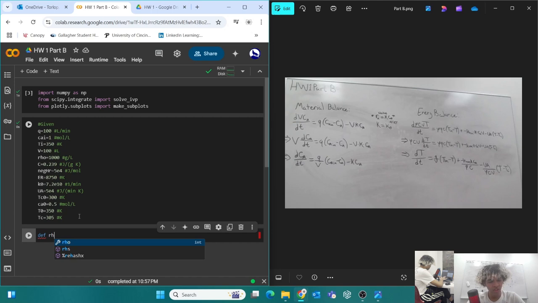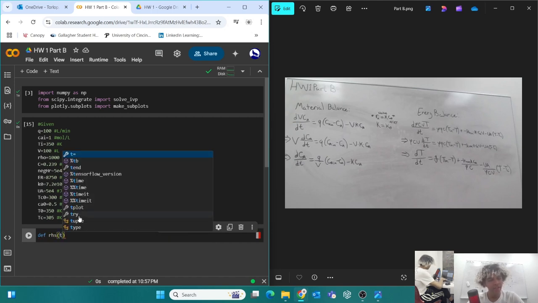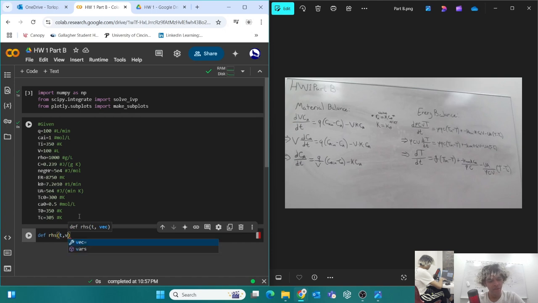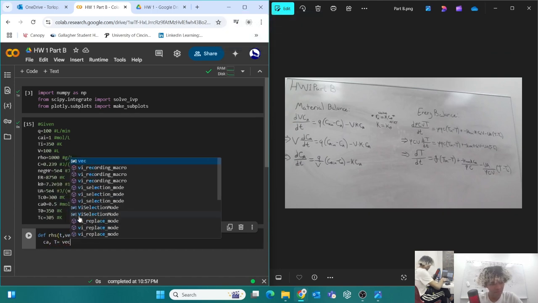Now we're going to define a function. We'll just call this right-hand side because I don't really know what else to call it. Our independent variable is time. Then our dependent variable is a vector because we have two dependent variables in this problem: concentration and temperature, as they both depend upon time. So then this will be equal to the vector.